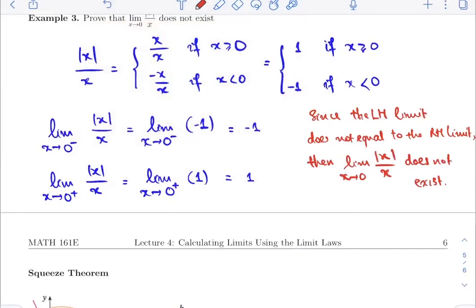I hope these two examples help you understand the concept of the existence of limit. Again, the limit exists when the left-hand limit equals the right-hand limit and they are equal to the same value.